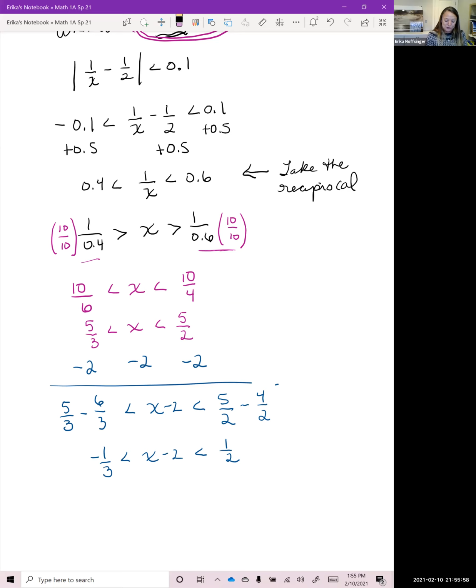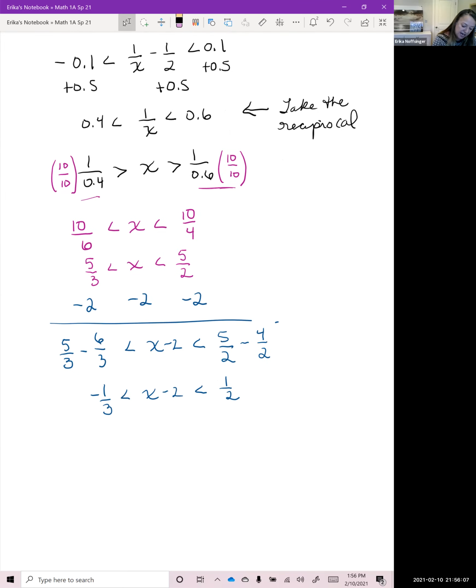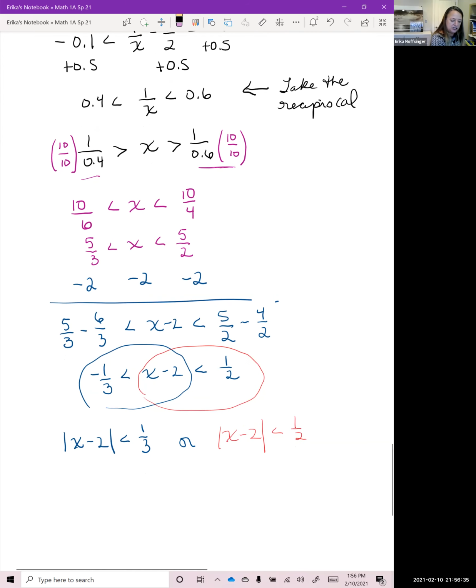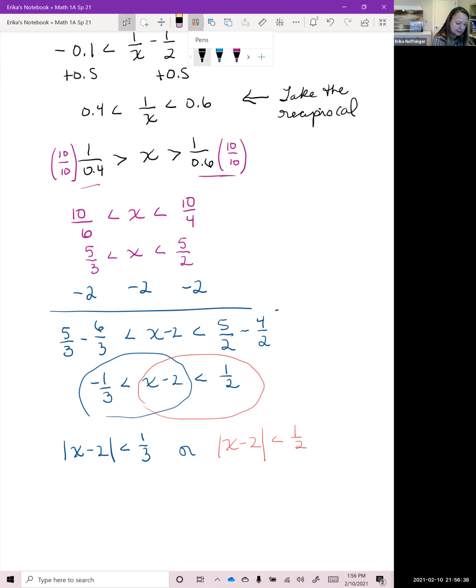Those are not the same numbers. And so we have to make sure that we choose the smallest distance. And so we have two separate things. We have this inequality right here. This is the same thing as the absolute value of x minus 2 is less than 1/3. Or we can think of it as this inequality right here. The absolute value of x minus 2 is less than 1/2. We need to choose delta to be the smaller distance.